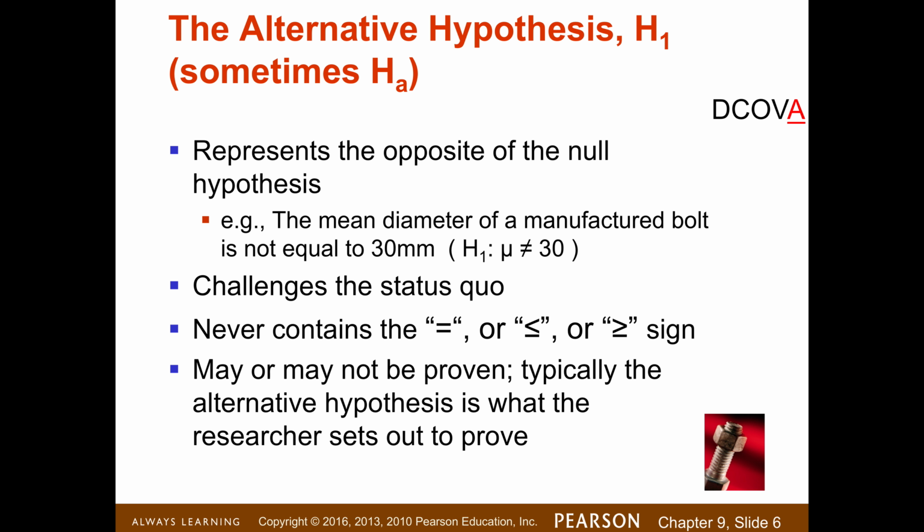And guys, in this example about the mean diameter of the manufactured bolts, it doesn't mean that the engineer is setting out to prove that the machine isn't working correctly. It's just that there's a concern, and the alternative hypothesis represents the concern.